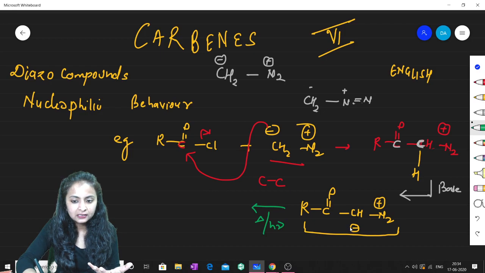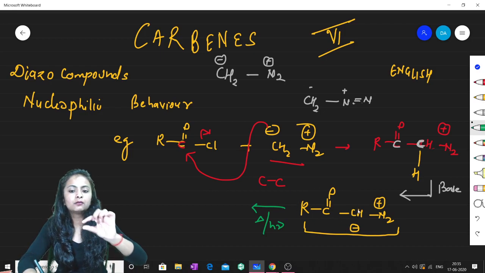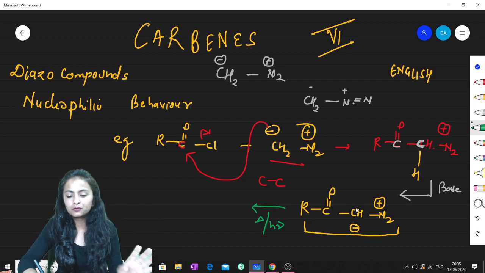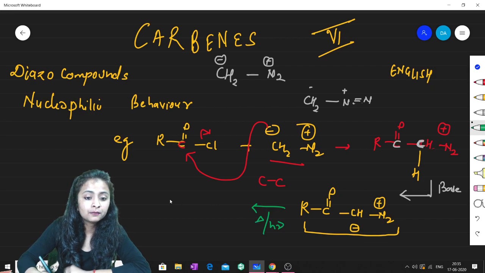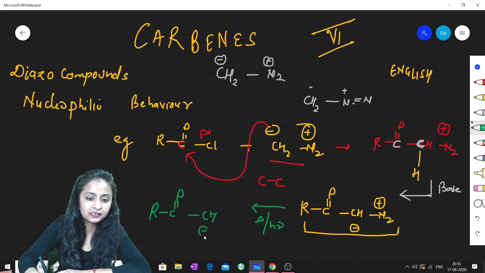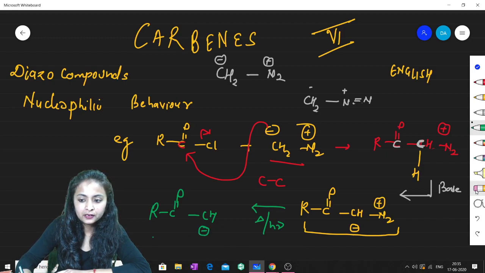You know what is ketene? This electron pair will move here and this alkyl will get shifted and there will be a formation of C double bond O, ketene. But I don't want ketene. What I want is carbene. So I'll just provide it with heat and light. So this will ultimately result in this part, CH, and this part will be generated.